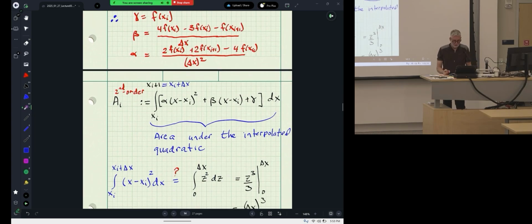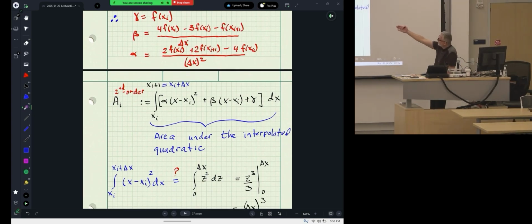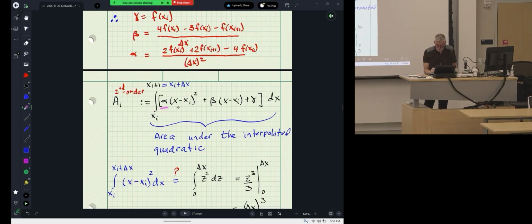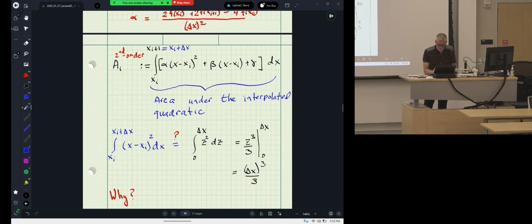So instead of doing the first order trapezoidal rule, our AI in this second order one is the exact area from xi to xi plus 1 of this function with these values for alpha, beta, gamma. So it's the area under the interpolated quadratic.